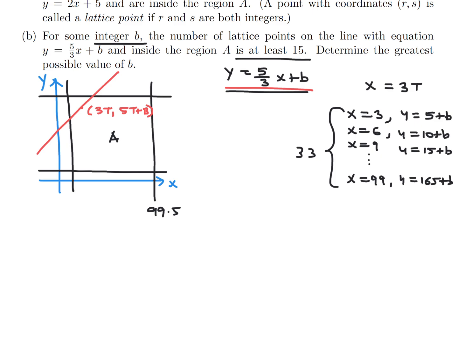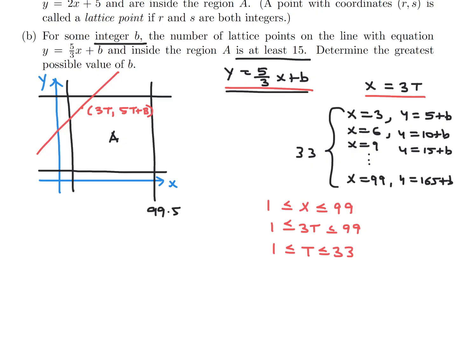Okay, so let's talk about this now. x is between 1 and 99, correct? In terms of the integer values. Now x we have set to be 3t, so let's put that in there. If you divide through by 3, and you want to keep it as integers, then t is between 1 and 33.